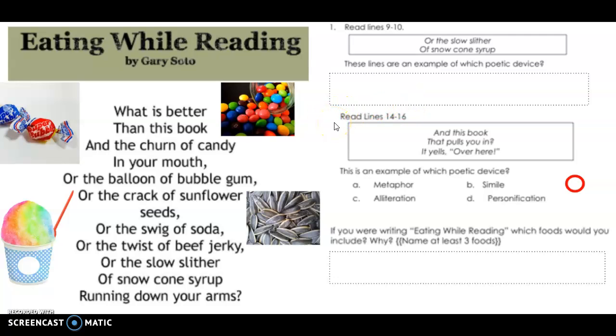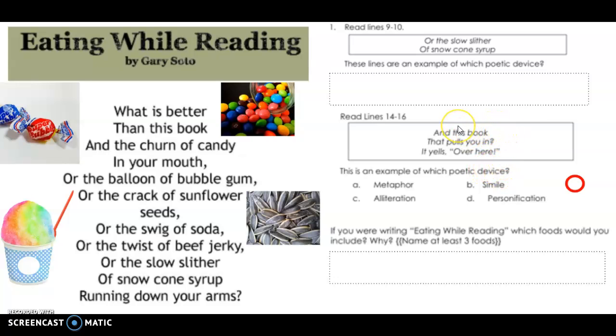Read lines 14 through 16. And this book that pulls you in, it yells, "Over here!" So those lines we don't have here. This is a continuation of this poem. So this is an example of which poetic device?